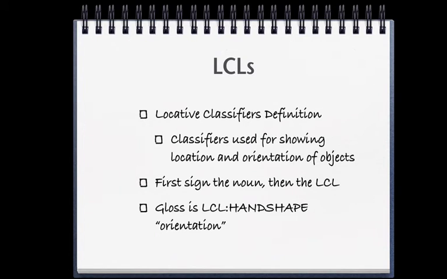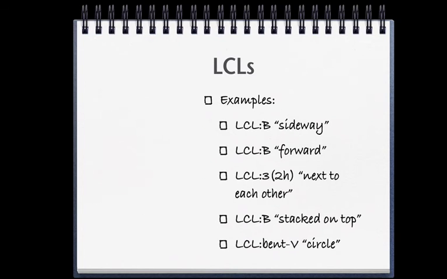Locative classifiers. These classifiers are used for showing location and orientation of objects or nouns. Now, I'm not going to go in too deep with this because this was already covered in a previous lesson. But just as a refresher, first you sign the noun, then you sign the locative classifier. And the gloss is LCL colon hand shape, and then in parentheses the orientation as far as where it's facing, the direction.